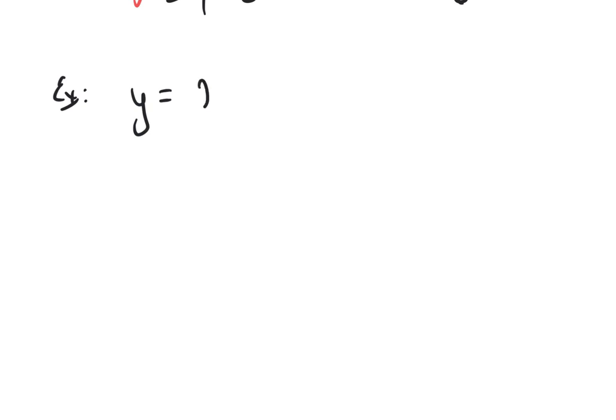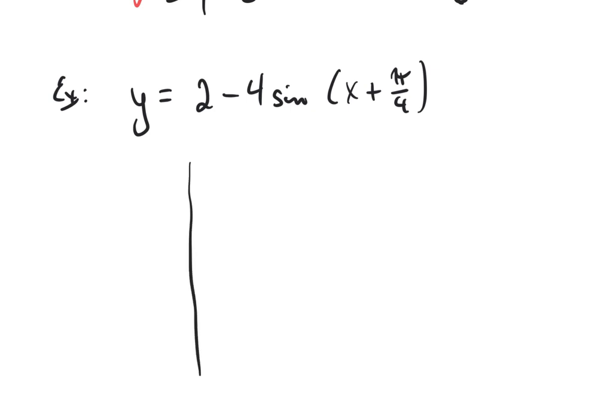So let me give you an example. Here's a curve where we're going to turn it upside down. If we have 2 minus 4 times the sine of x plus pi over 4. All right, so again, I'm going to be asking you to help me graph this. So here we go.